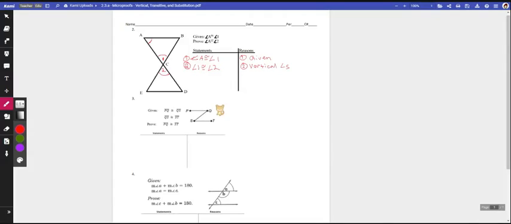Now I have two statements about congruence. Both of them contain angle 1. Angle A is congruent to angle 1, angle 1 is congruent to angle 2. Since angle 1 is congruent to two different things, those two things must be congruent to each other. Angle A is congruent to angle 2, by the transitive property, which is my favorite property in geometry.